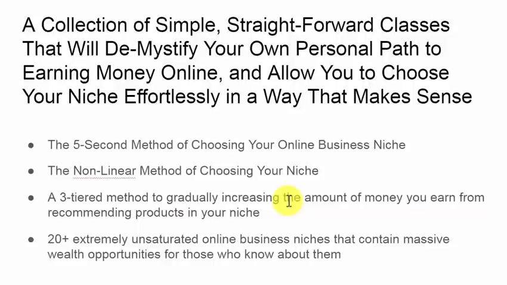I'm also going to give you 20 extremely unsaturated online business niches that contain massive wealth opportunities for many people and for those that know about them. Each one of them has opportunities for at least a dozen people to really go in and take action. And the fact of the matter is only 1% of people generally take action on anything. So this is your chance to really differentiate yourself and make a go of things so you can start making money.